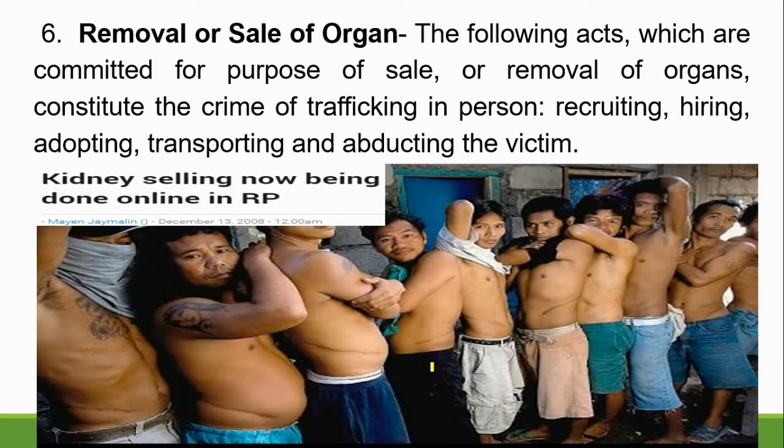And another purpose of trafficking person, human trafficking, is removal or sale of organ. The following acts which are committed for the purpose of sale or removal of organs constitute crime of trafficking person: recruiting, hiring, and adopting. So, usually, ano bang binibenta ng mga tao? Itong kidney. And it range 100,000 or more, no? So, that is removal or sale of organ. Pag may mag-recruit sa kanila para magbenta ng kidney, the recruiter will be liable for human trafficking or trafficking in person. Okay?